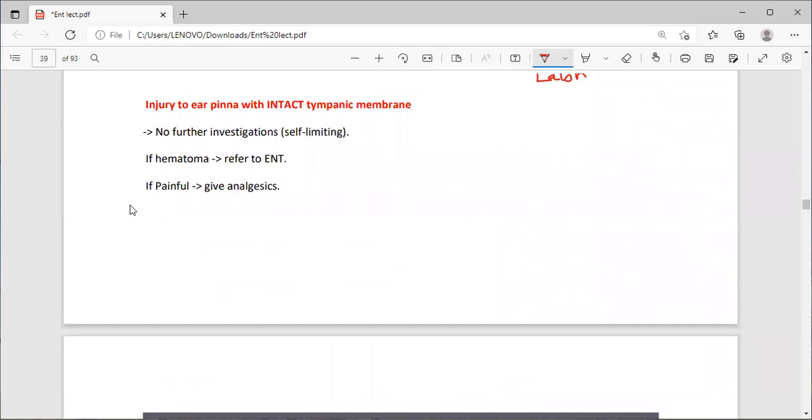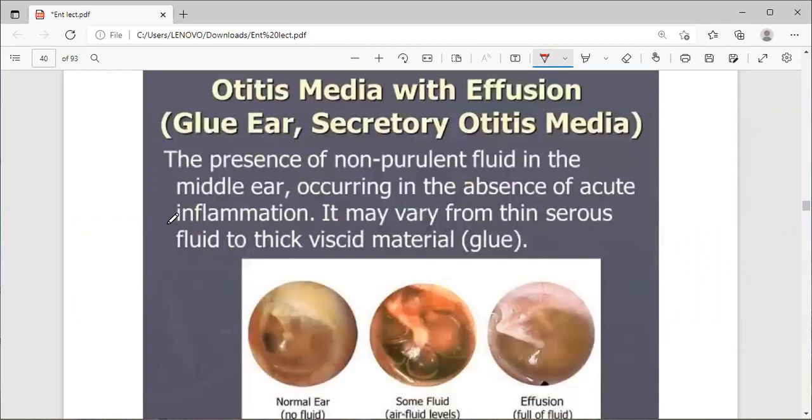Now let's move further. Injury to the ear pinna with intact tympanic membrane: no further investigation, self-limiting. If hematoma, refer to ENT. If painful, give analgesics. I have already explained this. So here you have to remember to refer to ENT whenever you see a hematoma, because the ENT specialist knows better how to deal with the hematoma. In case of tympanic membrane rupture, you have to refer him to the ENT specialist.